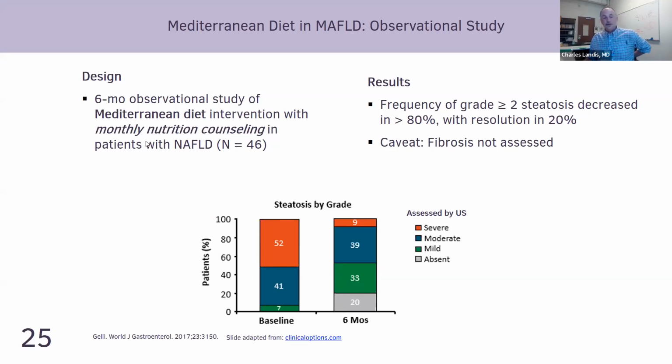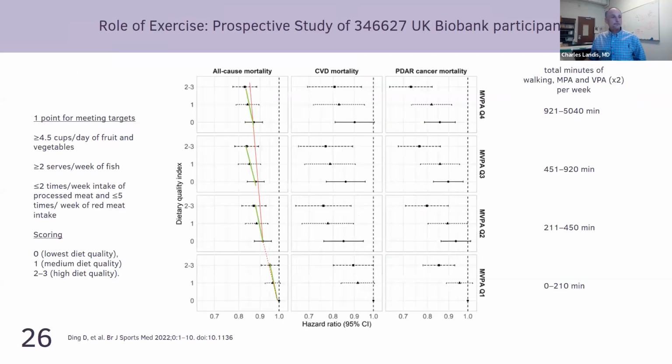Of course, they were getting monthly nutrition counseling, which probably was the most important thing other than what was recommended. You can see that over half the patients at the beginning of the study had severe fatty infiltration of the liver, and only 9% at the end of 6 months. So that tends to be my approach, and that's my rationale for that.